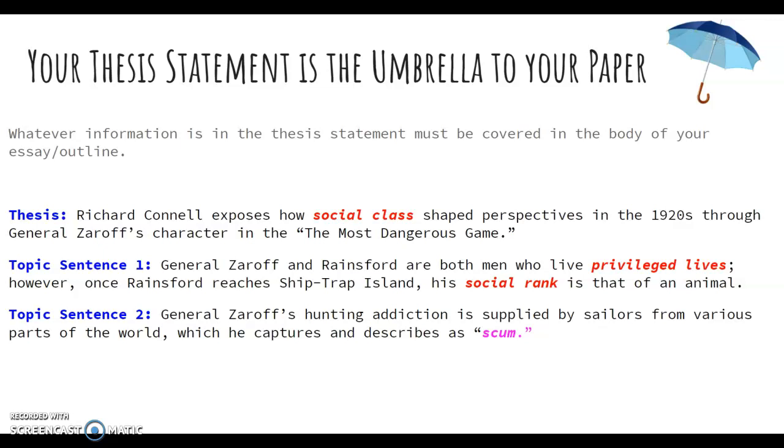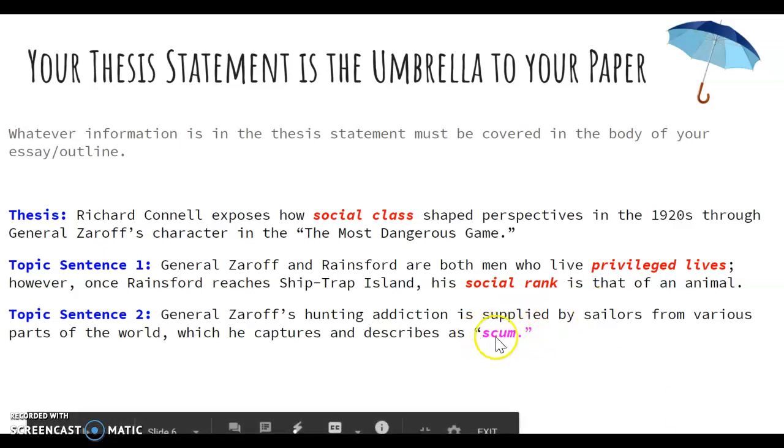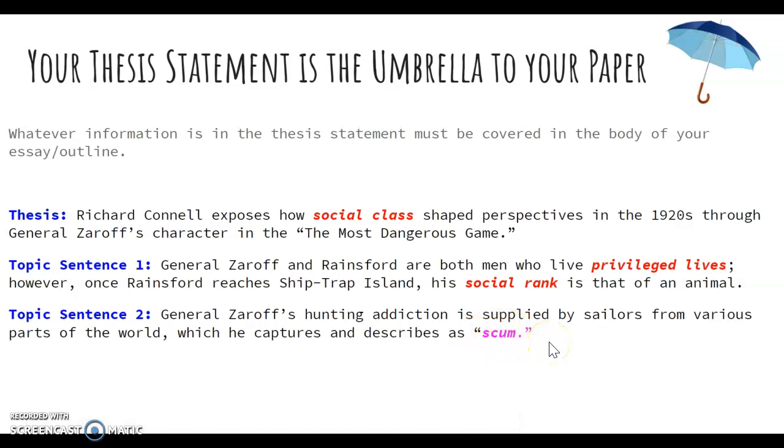Let's take a look at our second topic sentence. General Zaroff's hunting addiction is supplied by sailors from various parts of the world, which he captures and describes as scum. Okay, so I have scum in this bold pink color here because that is showing that General Zaroff believes that the sailors that he captures from different parts of the world are inferior to him. They're below him, which again does support social class. Okay? So hopefully you can see how these two examples of these topic sentences do tie back to the thesis statement.